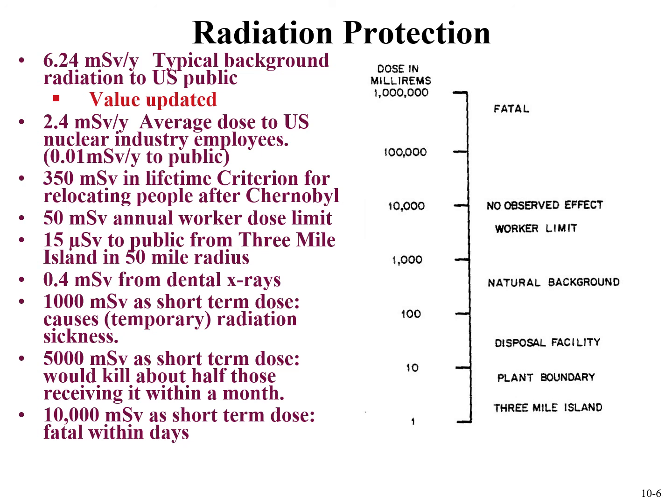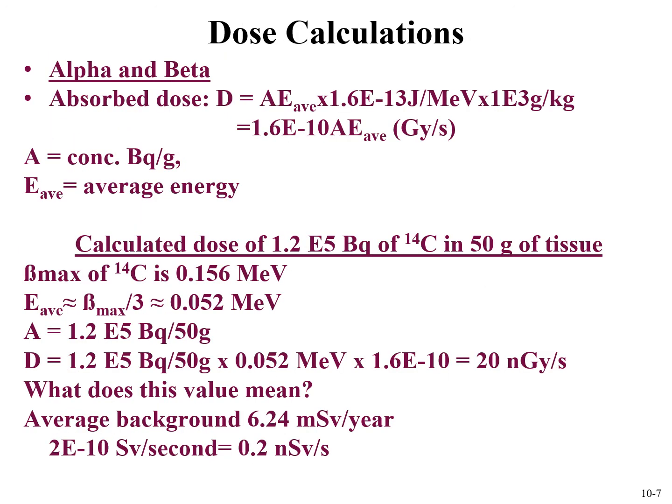And this is a method for determining relative intensities of different radiation doses. One can perform dose calculations knowing information related to the average particle energy and its activity. If one wants to use the dose in grays per second, this equation transforms to a very simple equation where you get 1.6 times 10 to the minus 10, A, which is the concentration in becquerels per gram, times E, which is the average energy. This equation is for alpha and beta. For alpha, the average energy can be the energy of the decay, whereas for beta, since we have a range of energies, we actually use 1/3 of the beta max as the average energy.